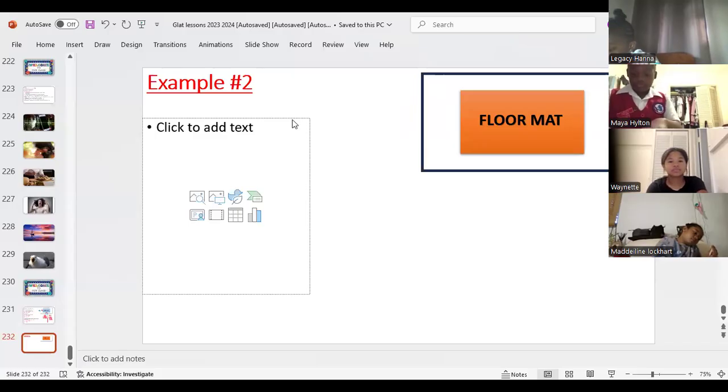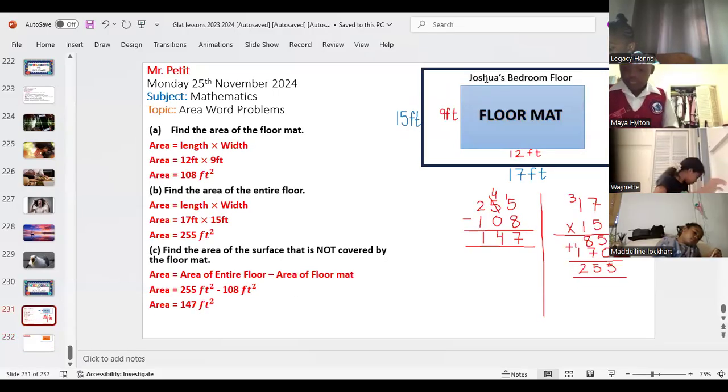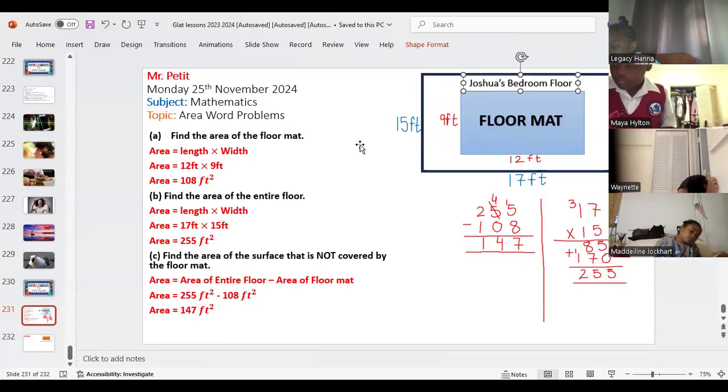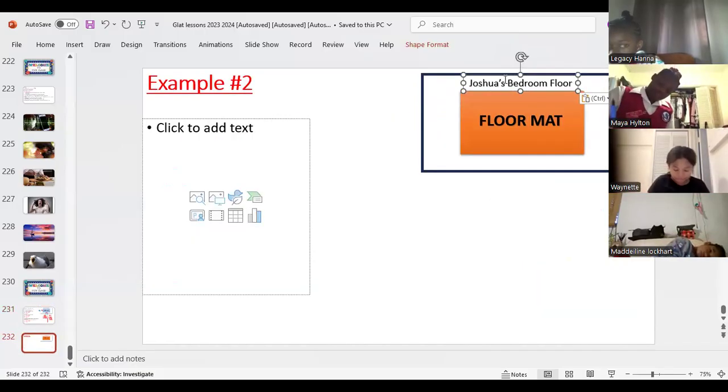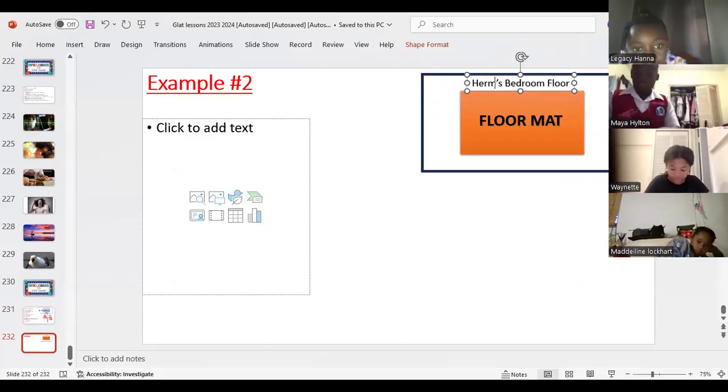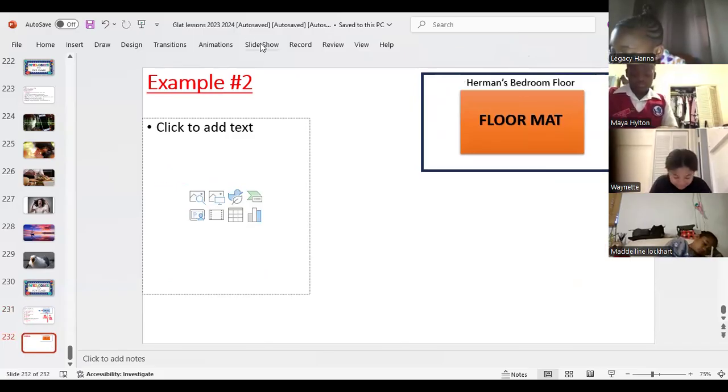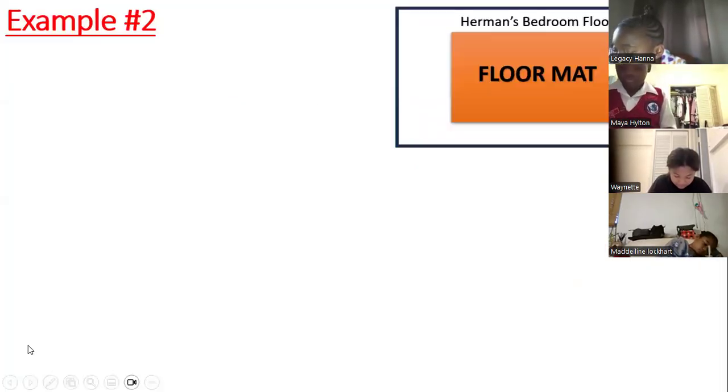Okay, next we have, let me change the text. Let's say Joshua Herman's bedroom floor. Okay, so for this one, let's say this is 13 feet.